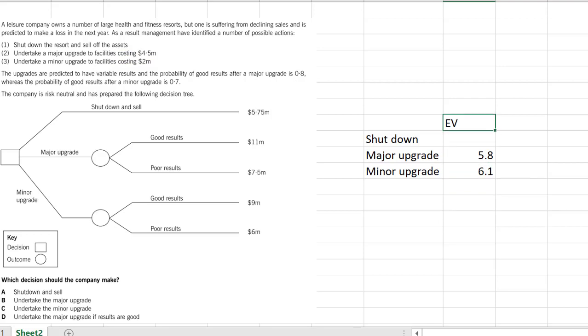Shut down and sell, right? There's no probability there. That's just going to give me 5.75 returns, and I would like to maximize the returns, and 6.1 is the highest number, so I will go with the minor upgrade. There you have it. That's decision trees, essentially assigning an expected value of profit to each branch of our decision tree, each possible outcome, and then making our decision based on the highest expected value of profit.